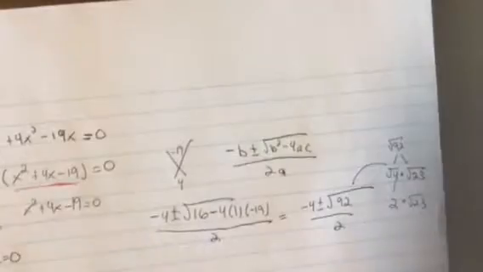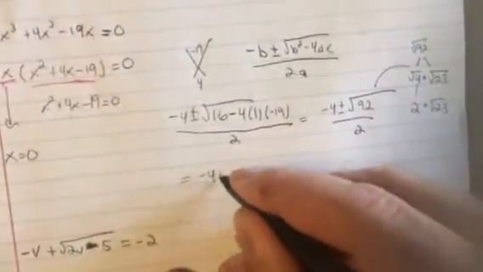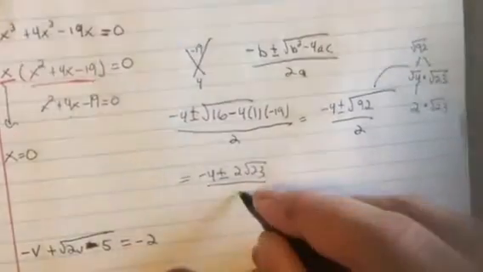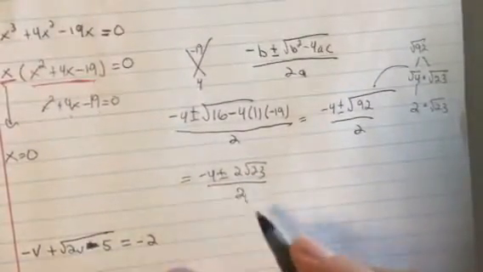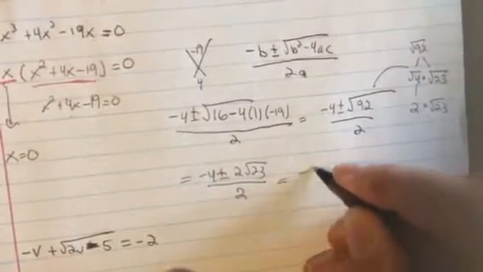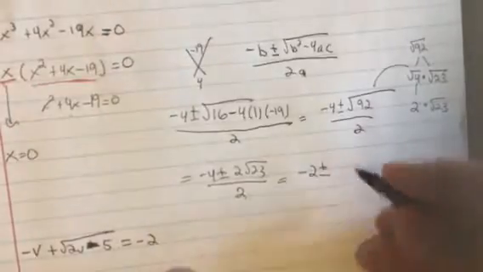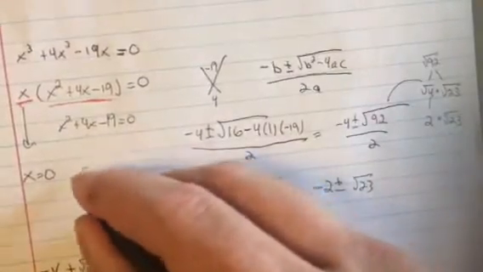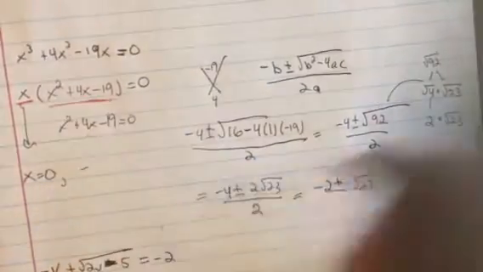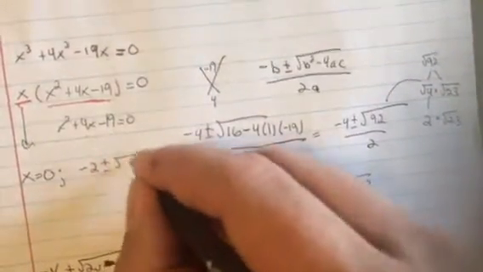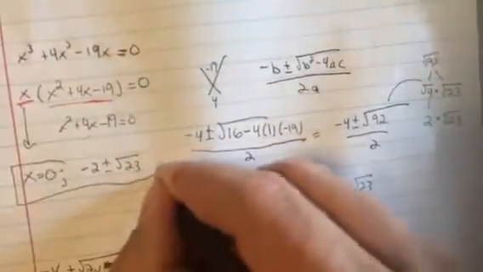So this whole thing is equal to negative 4 plus or minus the square root of 92, which is 2 square root of 23, all divided by 2. And now we have a binomial where we can divide both terms by 2, and so we do that. So this is negative 2 plus or minus the square root of 23. We don't need to write 1 times the square root of 23 because 1 times anything is itself. So x is 0, or negative 2 plus or minus the square root of 23. Those are the 3 solutions.